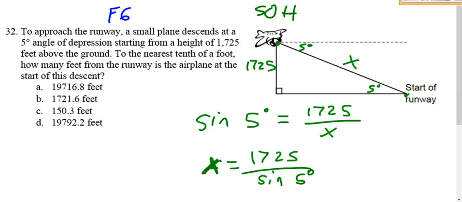On your calculator, you'll get sine of 5 degrees. It'll be about 0.087. So if you did the whole thing, 1725 divided by sine of 5 degrees, you get 19,792.2.